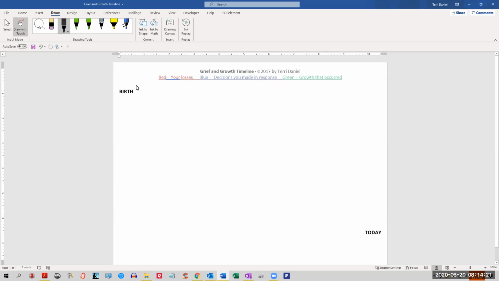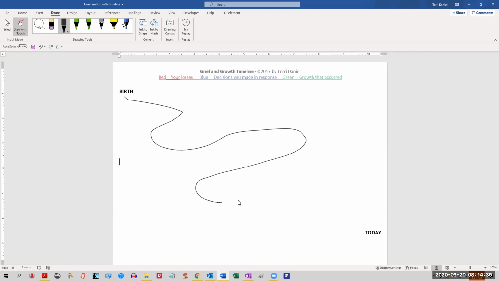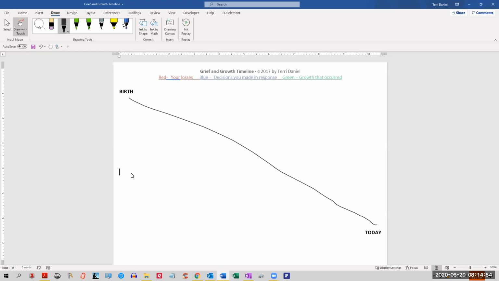You're going to start up here with your birth and down here with today, and you're going to draw a line. It can be just a regular direct line, or if you have a lot of stuff that you want to put in it, you can make a big old squiggly line like this because you have many, many events. I'm going to show you a sample of what that might look like. So let's just do it with a straight line to make it simple for this demonstration. Relatively straight line. There's birth, there's today.